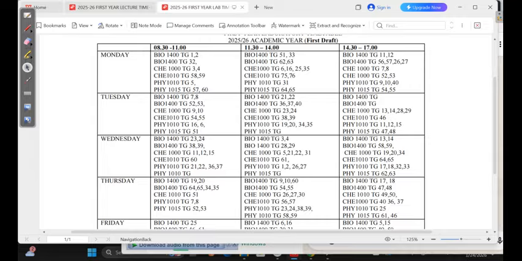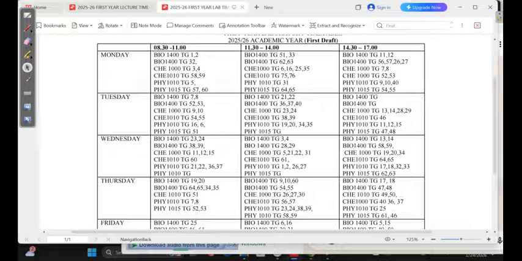Then chemistry 1000. That is TG3, TG4, TG5. Yes, TG3 and TG4. Then chem 1010, TG58 and 59. They are having labs. They are going to be having labs every Monday from 8:30 to 11 hours. Physics 1010, TG5, and the physics 1015, TG57 and TG60.